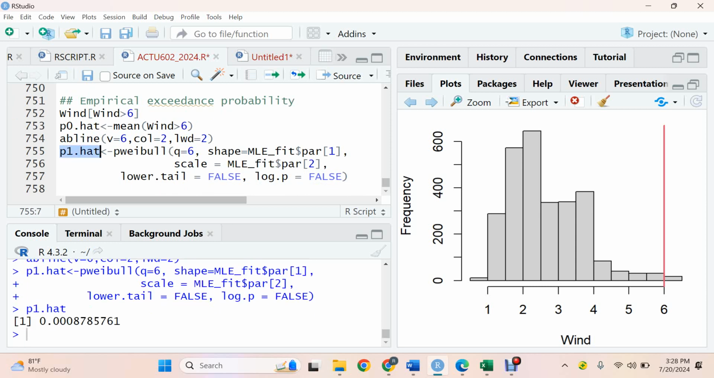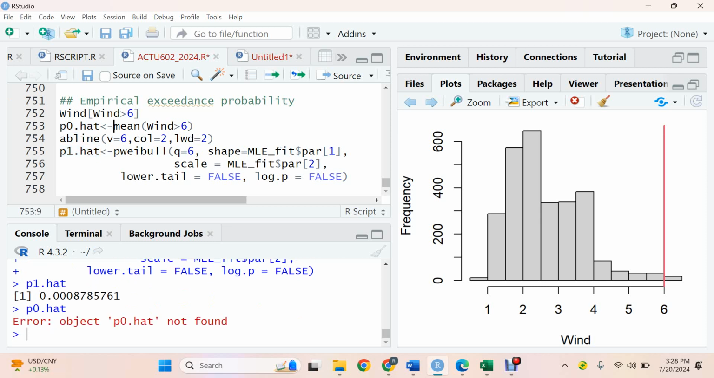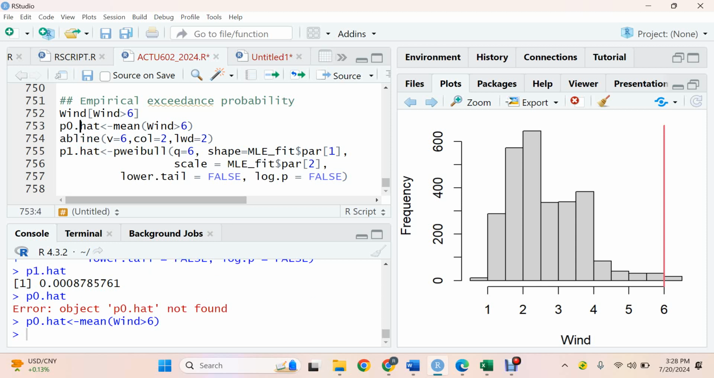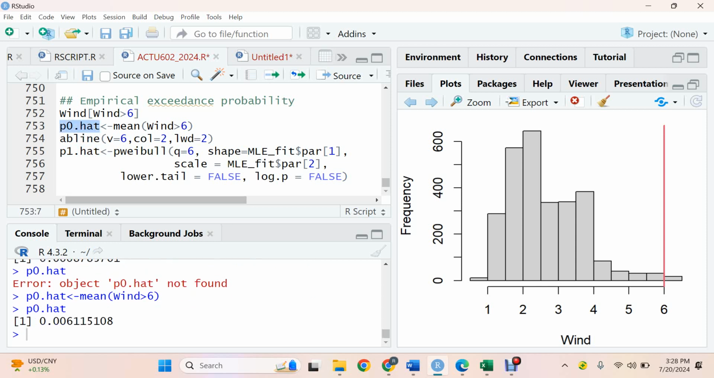So remember the P hat from the data. Oh, I did not do this. The data itself is 0 point. What is this one giving us? So it is actually underestimating the probability.